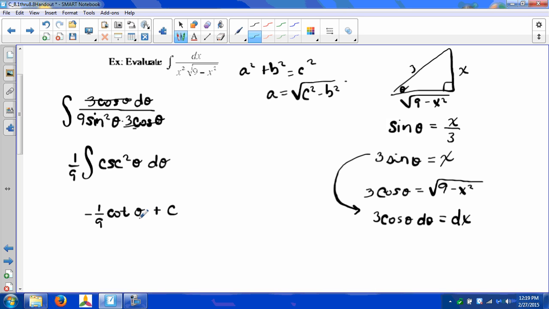Now I can't finish the answer like that because I need to find the cotangent. That's not too bad. Cotangent is adjacent over opposite. So I get negative square root of 9 minus x squared, that's the adjacent, over, and then the 9 is already there, and then opposite. Let me make sure, opposite over adjacent is tangent, so cotangent is adjacent over opposite. Okay, and let's not forget the plus c.